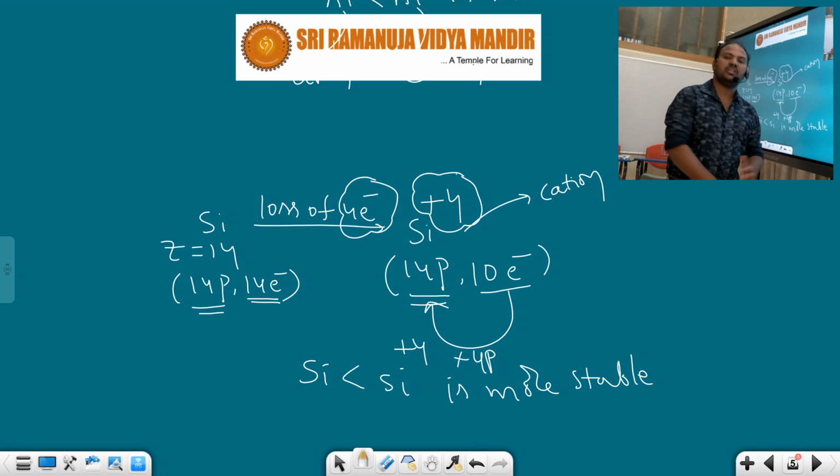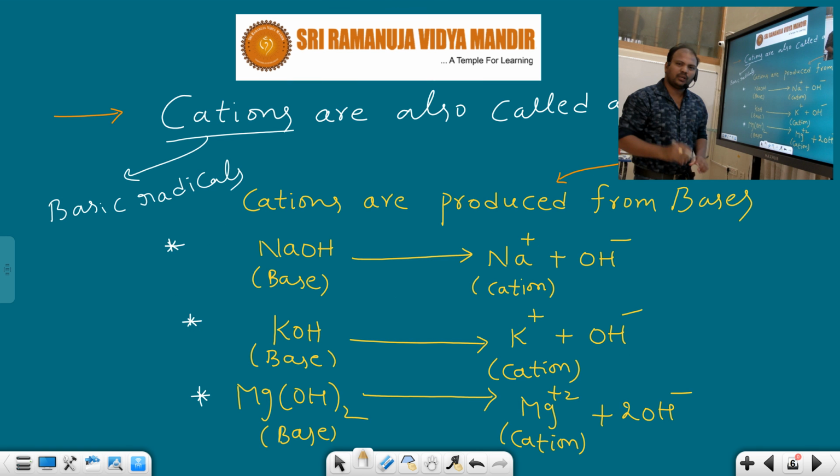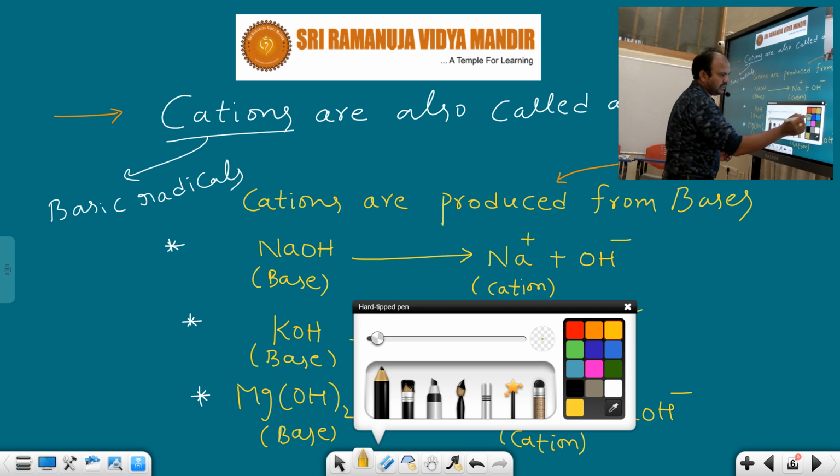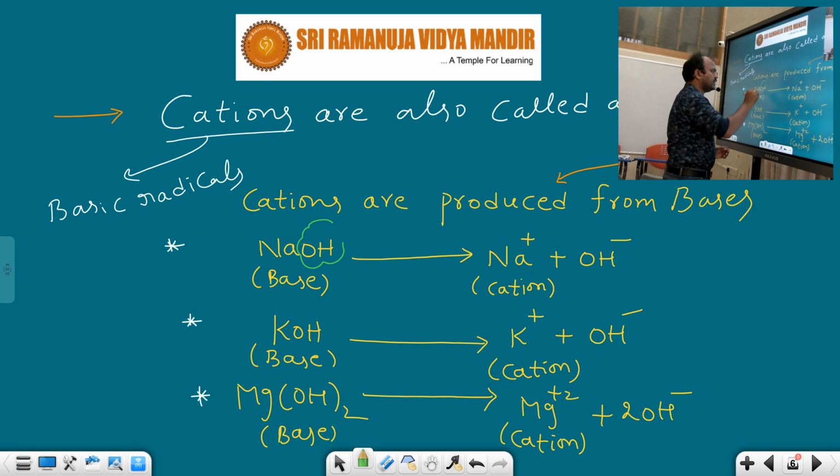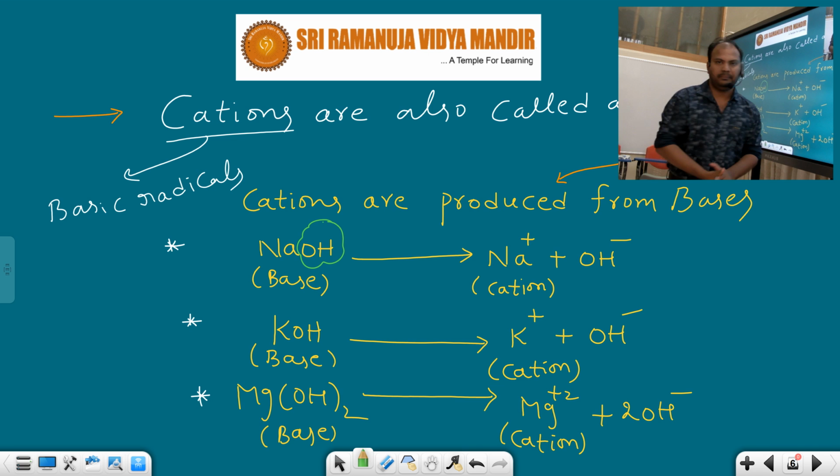Why are cations called basic radicals? Generally, how can we identify bases? Generally the compounds containing an OH group are considered as bases. This is sodium hydroxide. The OH group is called hydroxide. Whenever hydroxides are in the compound, they are called bases.